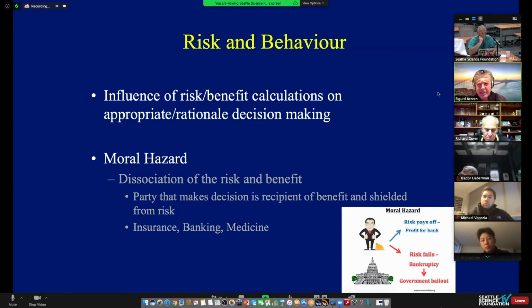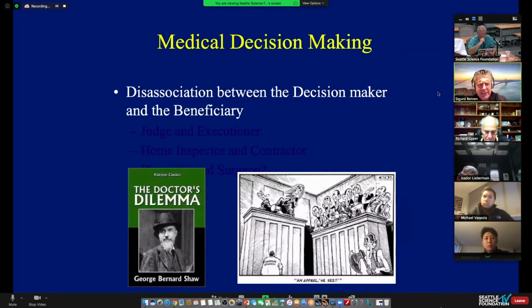Because if the mortgage lender knows there's going to be a bailout, and it involves a lot of areas of insurance and medicine as well. And in medicine, I often talk about George Bernard Shaw, who was the 19th century socialist that started the London School of Economics and also a playwright. And George Bernard Shaw wrote about the doctor's dilemma, and specifically the notion that the doctor is disassociated from the risks of surgery, and that sometimes decision-making may be inappropriate when a physician is put in a situation of being both the judge as well as the executioner.